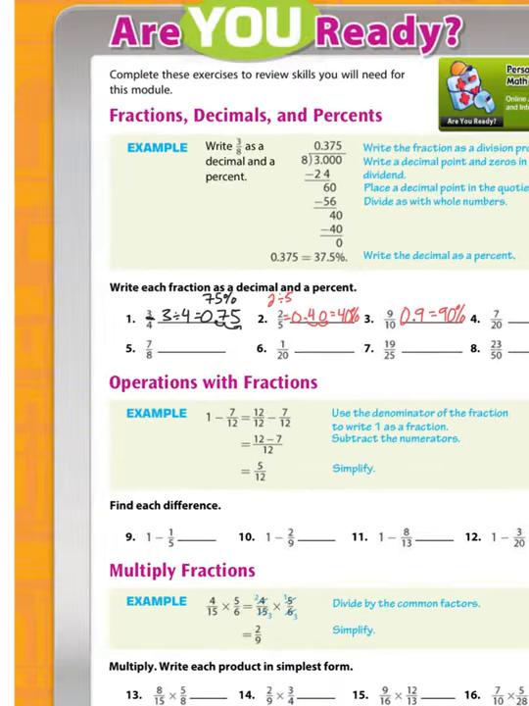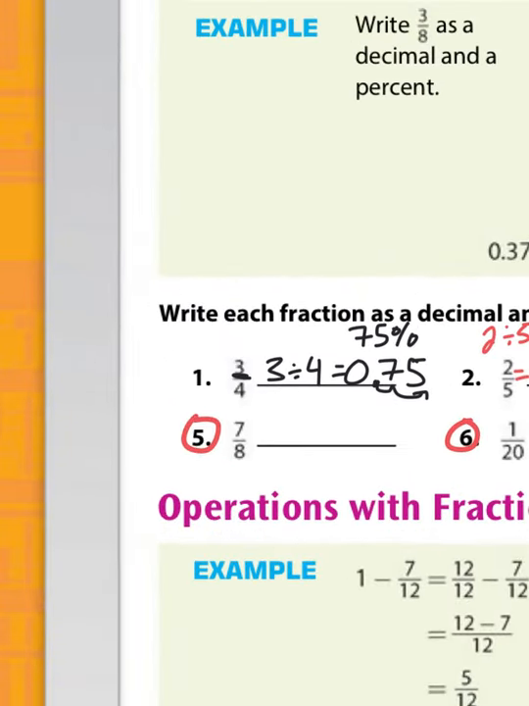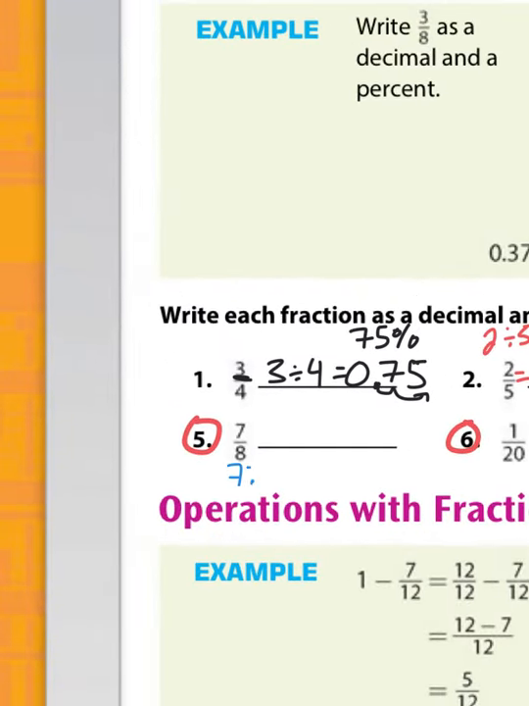All right, I want you to pause the video, try numbers 5, 6, and 8, and then play it back to see if you got them right. All right, so 7/8, we do 7 divided by 8 in a calculator, and we get 0.875. If we move the decimal 2 places over, we actually get 87.5%. Make sure that's not 875%. 0.875 is less than 1, so my percent should be less than 100%.